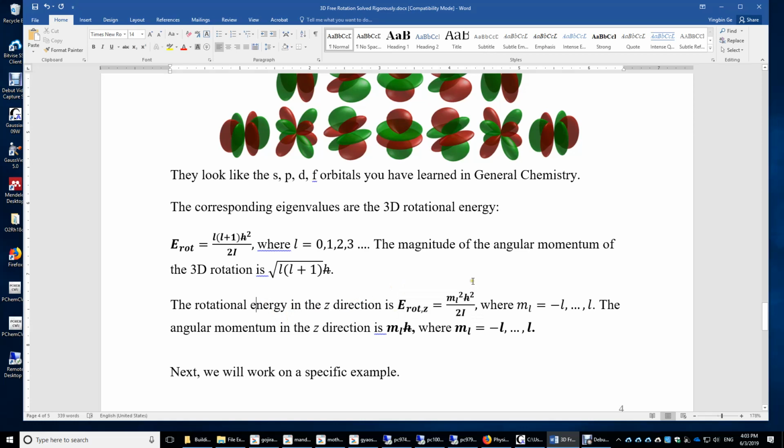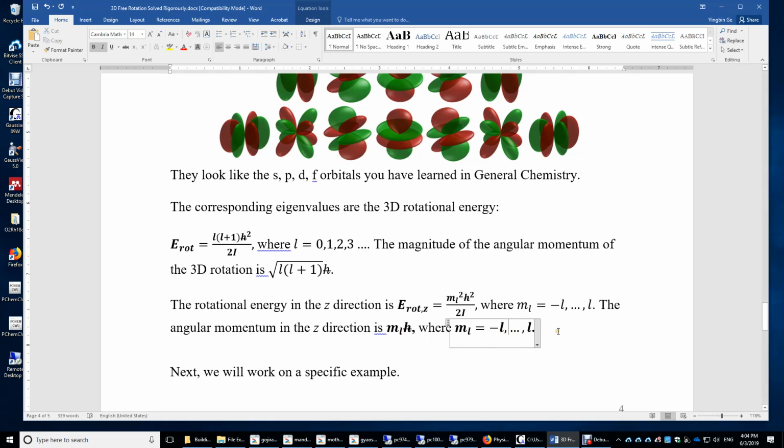What about the z component of the rotational energy? It's also simple. It's m sub L squared, h bar squared over 2I. And m sub L can be negative L, negative L plus 1, and so forth until m sub L equals L. So it's from negative L to L. What about the angular momentum in the z direction? It's m sub L times h bar. Remember, this m sub L can be from negative L to positive L.